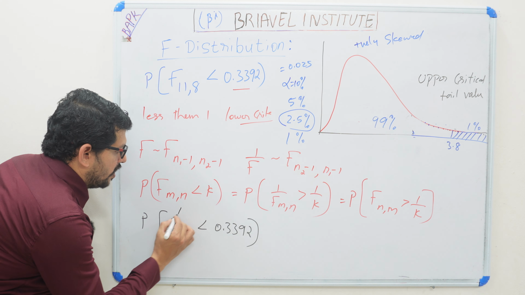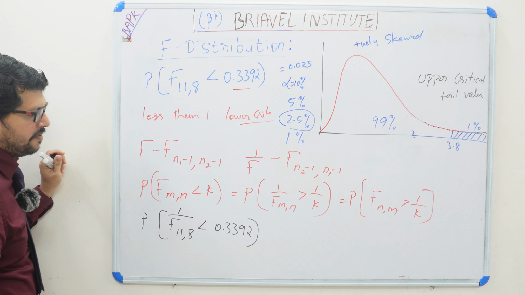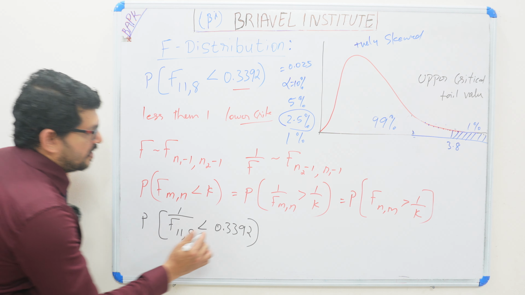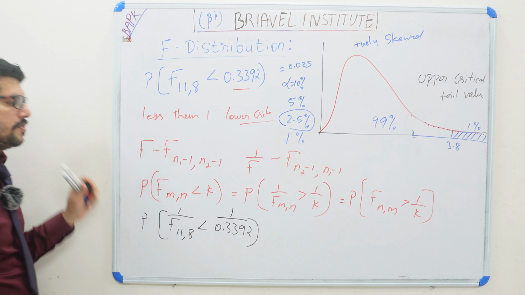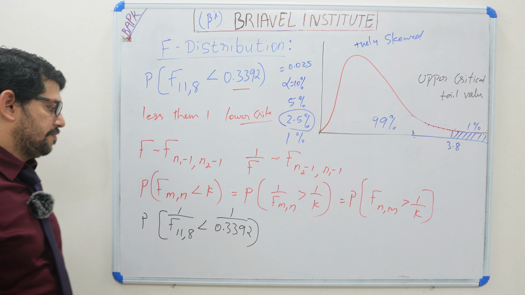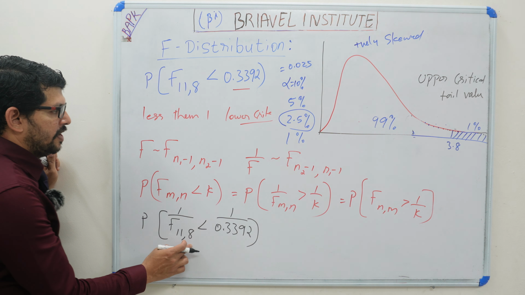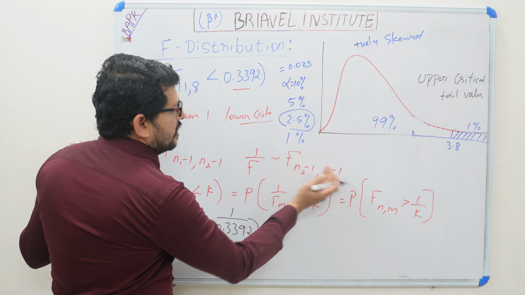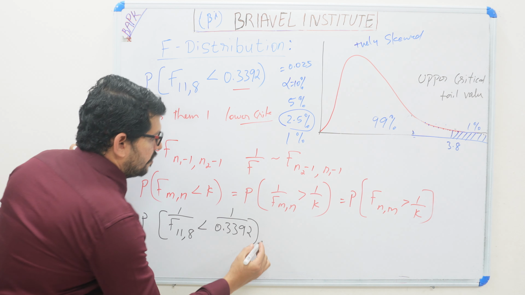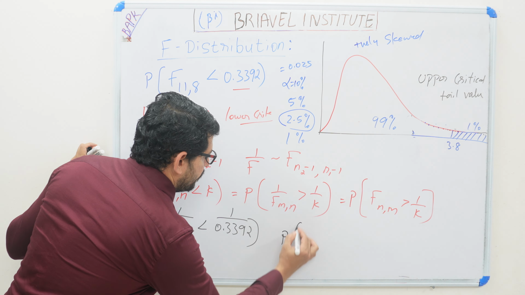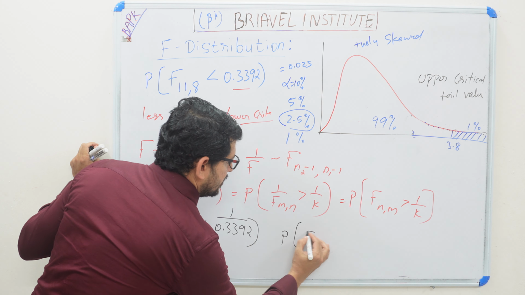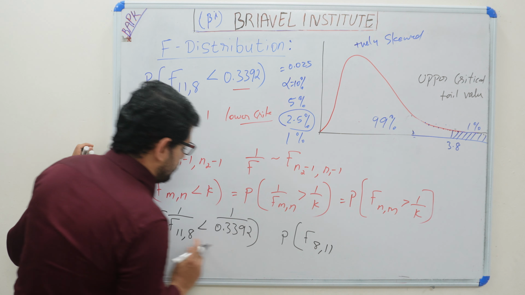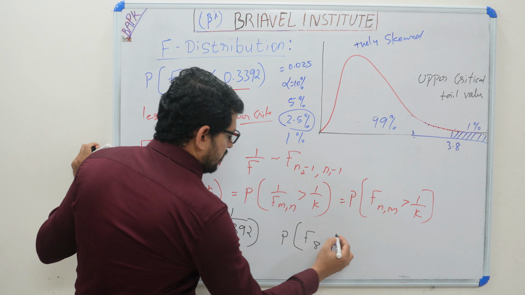We need to take 1 divided by F(11, 8). Here also 1 divided by 0.3392. So 1 divided by F(11, 8). The degrees of freedom are interchanging, so we can write F of 1 divided by F, which becomes F(8, 11).